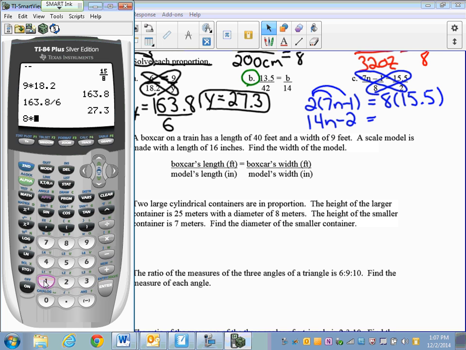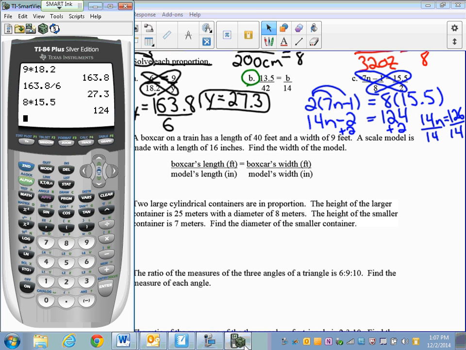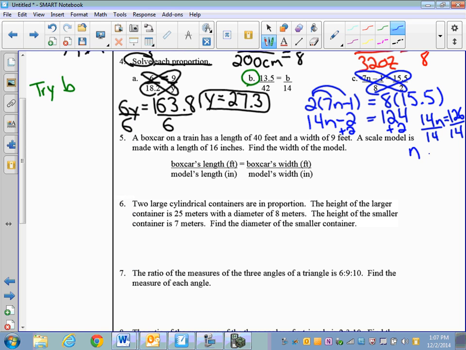Whenever I plug that into the calculator, I get 124. To finish it, I add 2 to each side and divide by 14. So again, we can use this alpha y equals enter, 126 over 14, and we get our answer of 9. So n is equal to 9.